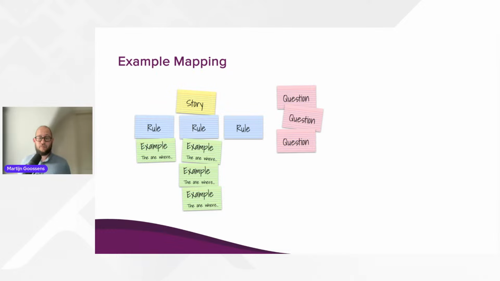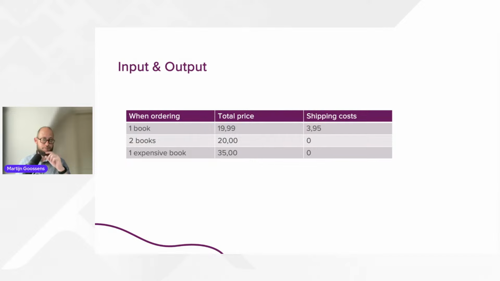I promised you an example. We will stick with the free shipping. So the input and output: when I order one book and the price is $19.99, the shipping cost is $3.95. However, if I order 2 books and the total price becomes 20 euros, that's when we have the rule that anything above 20 euros, we get free shipping. We might also order just one book, which is very expensive, a $35 book. It's probably not an ebook, but the shipping costs should be 0.